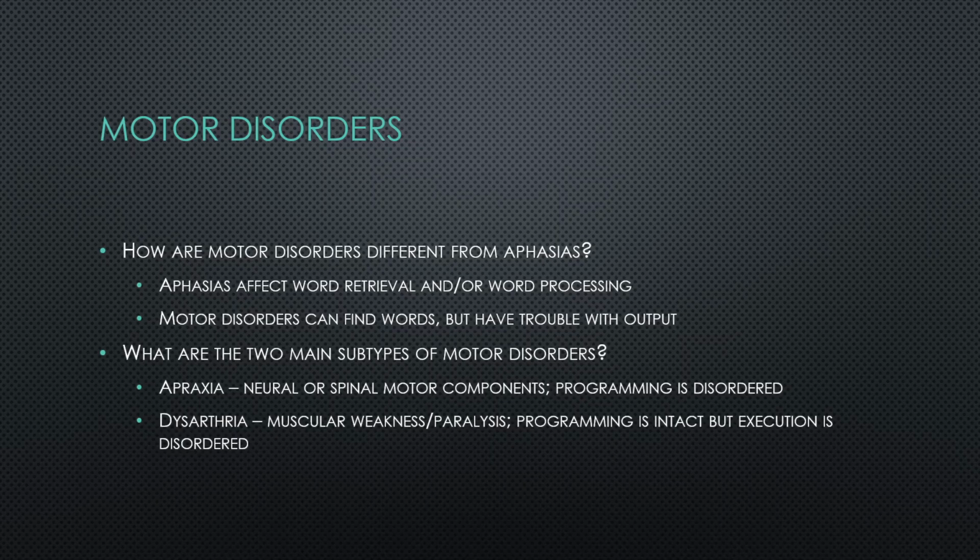Apraxia is something that affects the neural or spinal motor components. The programming is disordered, right? Like we were talking about multiple sclerosis or amyotrophic lateral sclerosis, these are all apraxias, because it's not the muscles that are the problem. The muscles can function fine. The muscle tone is fine. It's actually the programming in the brain and the spinal cord to the muscles where the issue lies. They're sending an incorrect signal, or the signal isn't able to make it from the brain to the muscles.